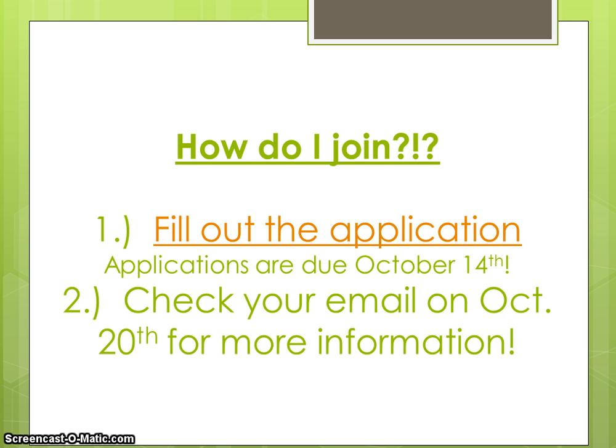How do I join? First, you can fill out the application. This link is going to be on your advisory page. You can click on it and it will bring you right to the application. Please note that the applications are due on October 14th. After all the applications have been processed, you can check your email and you'll get a note on where you're meeting in your small groups. That will come in October 20th. So that following week, right after MEA, you'll get an email with all the information you're going to need.